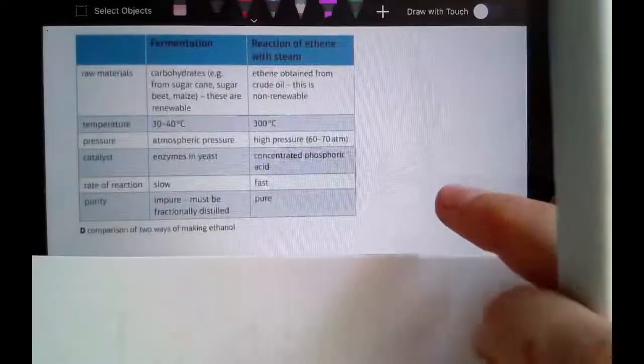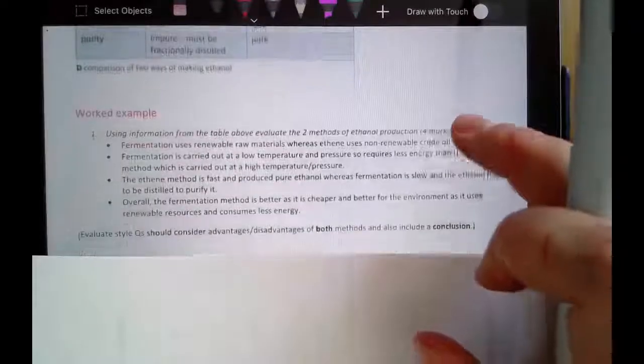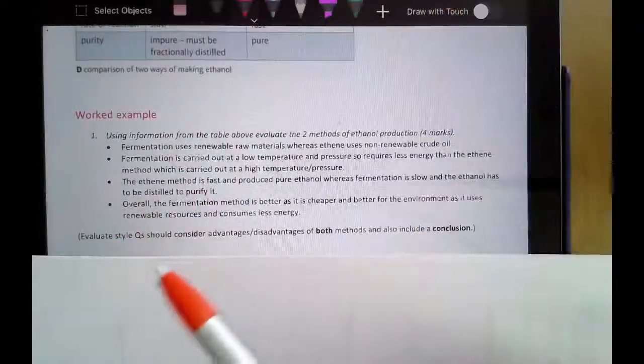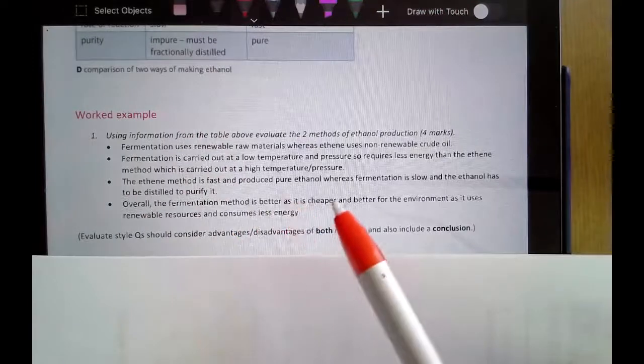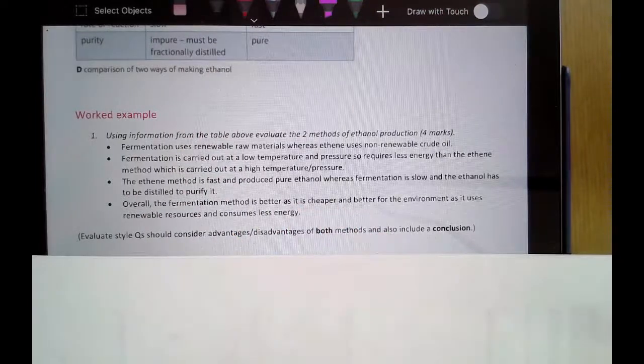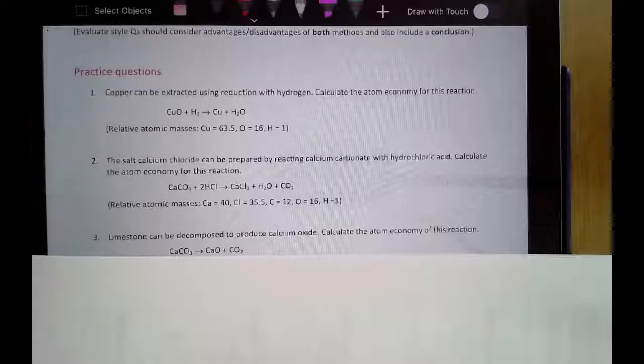Okay, so you can consider the evidence for both and then give a conclusion, and your conclusion can coincide with either. So I've said overall fermentation is better because it's cheaper and better for the environment as it's using a renewable resource and it's consuming less energy. But your concluding statement could be overall the ethene method is better because it's faster and it produces a pure product and has 100% atom economy. So you can have either in your evaluating statement, you just need to pick a side.